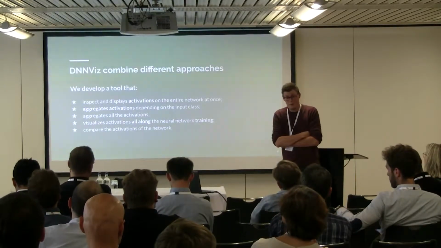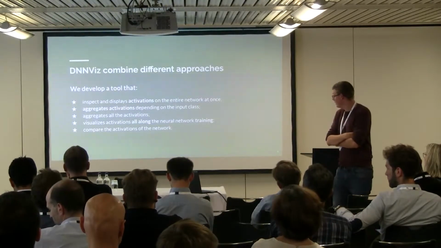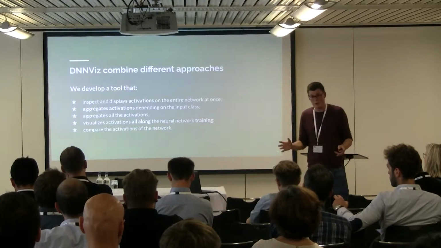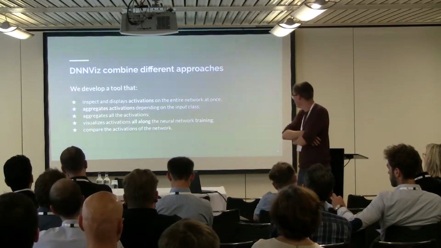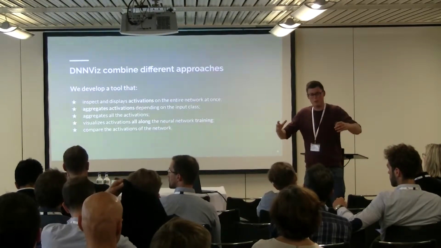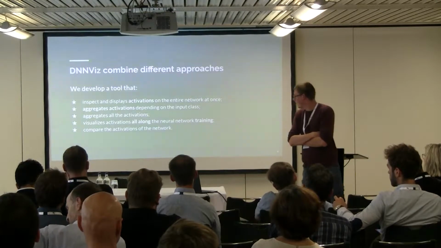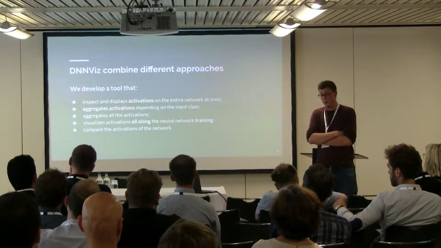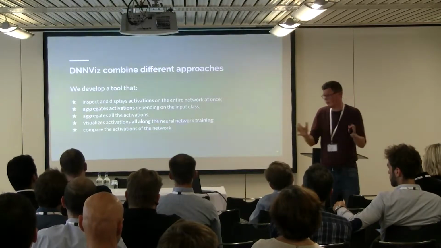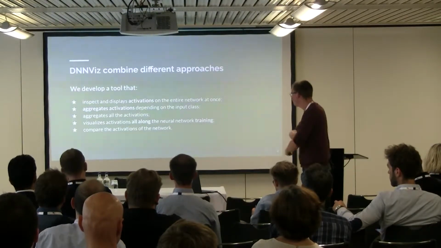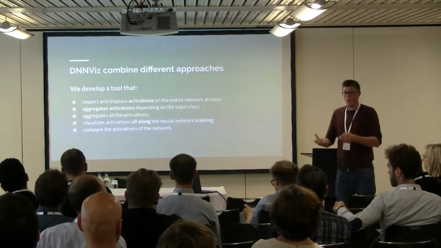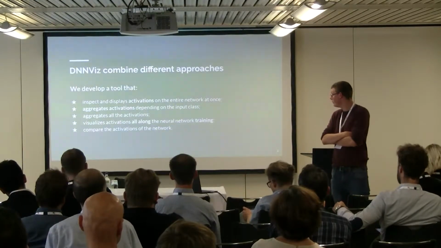So DNNViz combines different approaches. We developed a tool that inspects and displays the activation as a heat map, so the activation of the neural network on the entire network at once. It's important to have a global view of that. It aggregates the activation depending on the input class, so you can compare all the classes in the same visualization. It also aggregates all the activation. We'll see why it's useful a bit later.